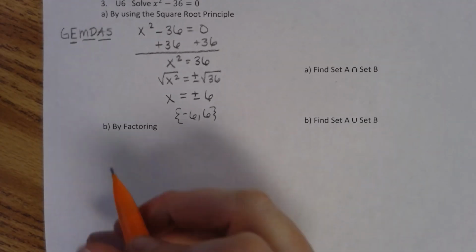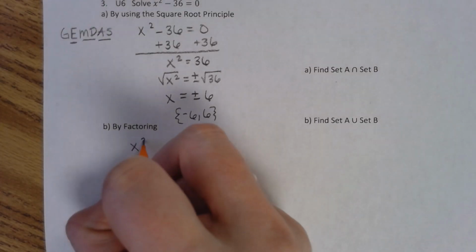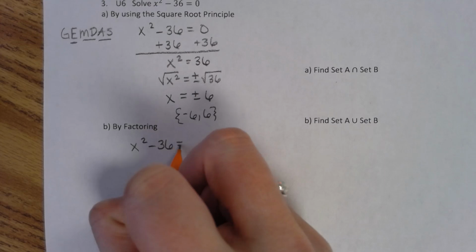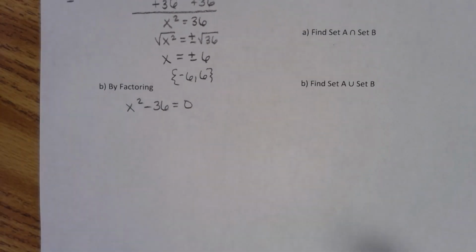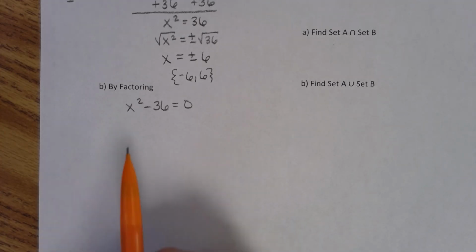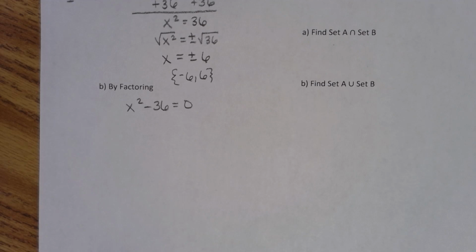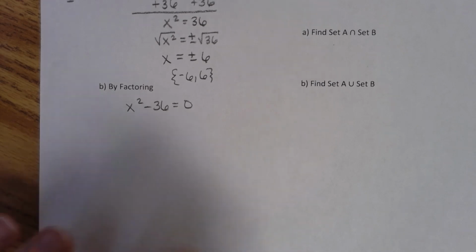Let's solve this by another method of factoring. So to solve by factoring, we first need to find what kind of factoring we should do. Well, let's first look for a GCF. We do not have any common factors. So now with two terms, we should try to factor the difference of squares, and that is what that is.